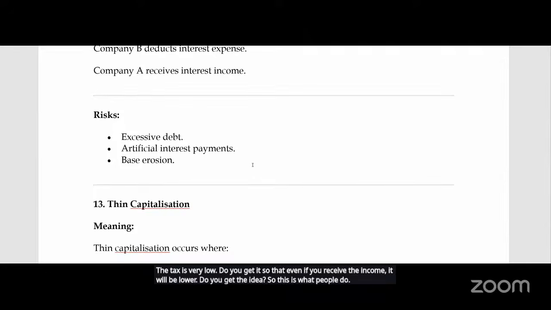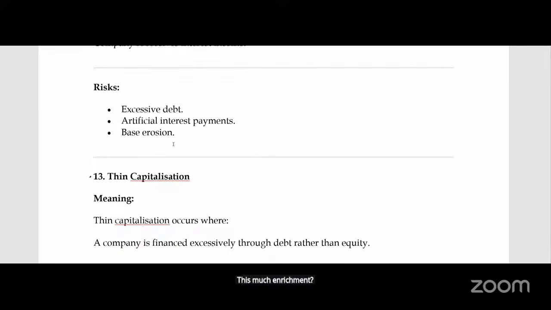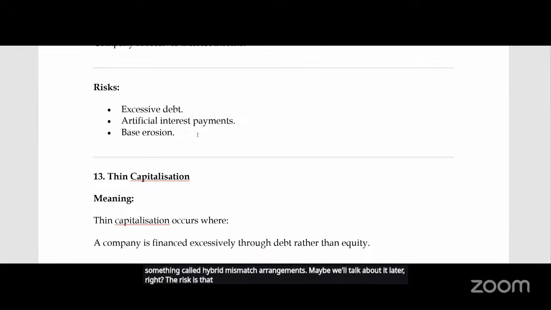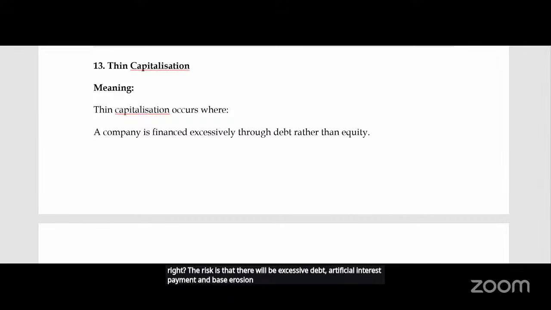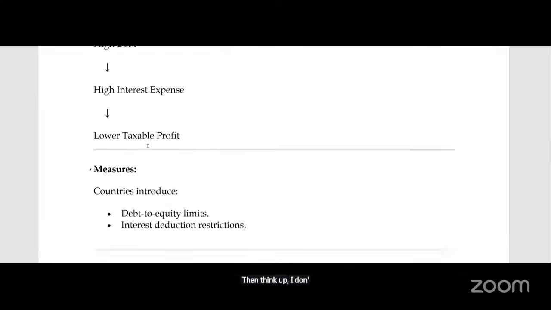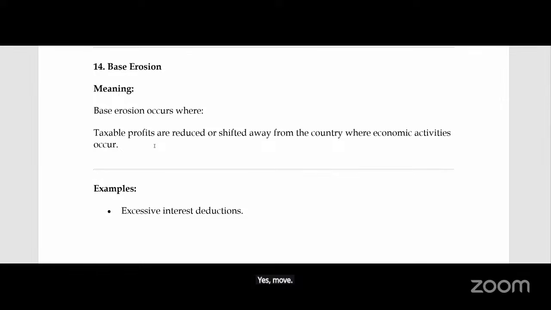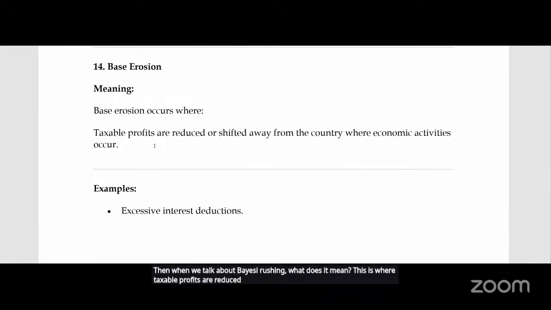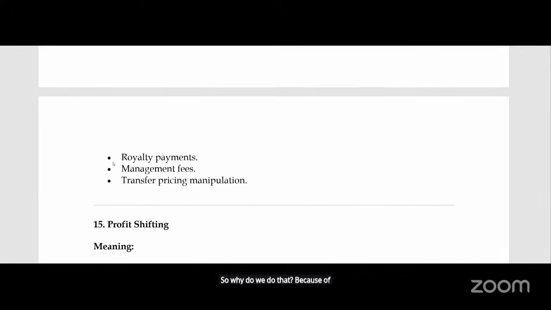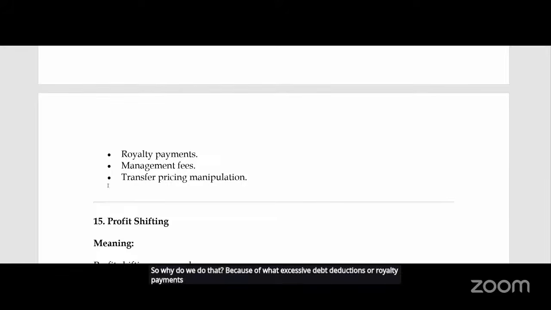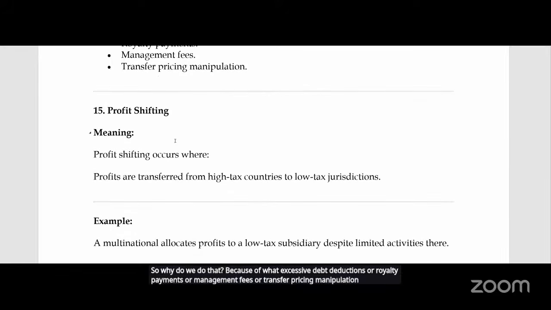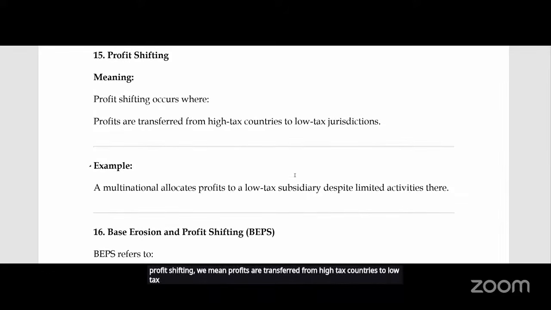Then we have something called hybrid mismatch arrangements. Maybe we'll talk about it later. The risk is that there will be excessive debt, artificial interest payments, and base erosion. Then thin cap, I don't have to even talk about thin cap. Let me just move on. When we talk about base erosion, what does it mean? This is where taxable profits are reduced or shifted away from countries where economic activities actually occur. That's what we call base erosion. So why does it happen? Because of excessive debt deductions, royalty payments, management fees, or transfer pricing manipulation. When we say profit shifting, we mean profits are transferred from high tax countries to low tax countries so that they are taxed at a lower rate.